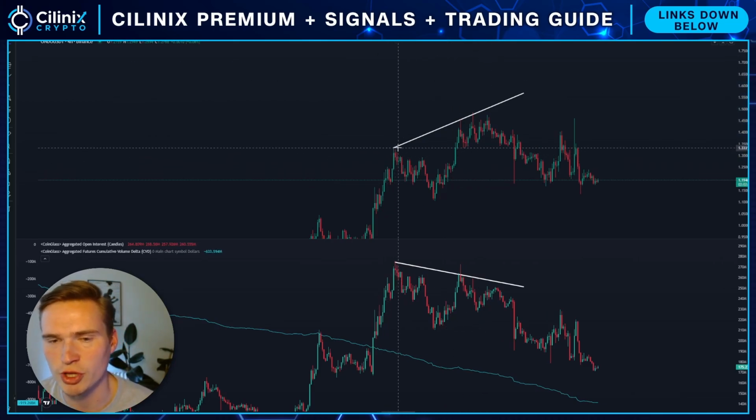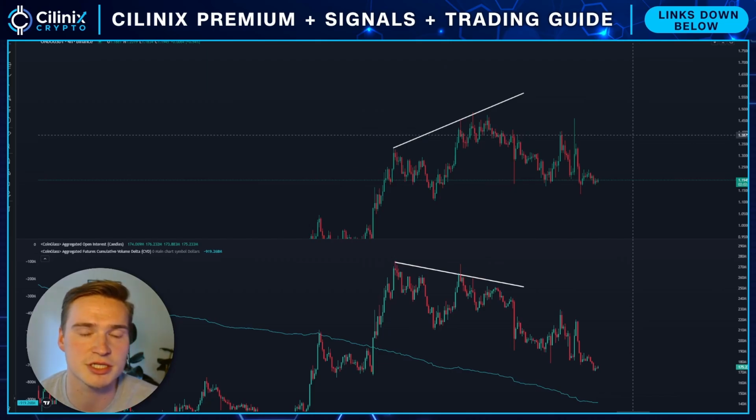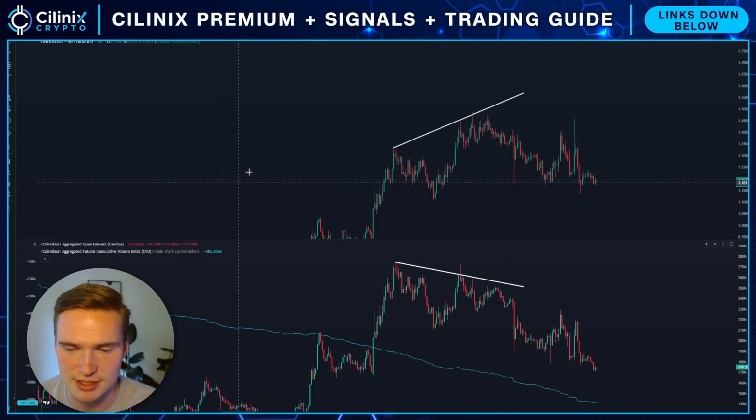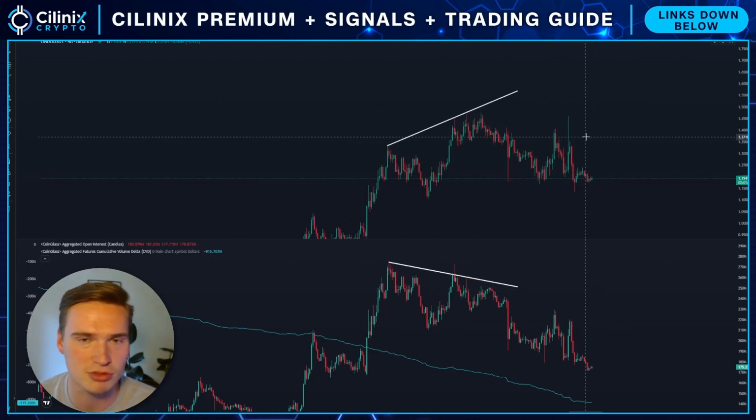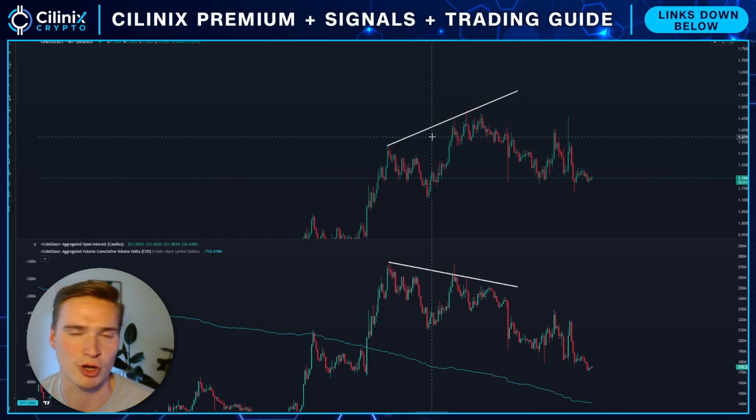So in this case, Ondo is making higher highs, but the open interest, so the amount of dollars in open positions, is making lower highs. That's a bearish divergence. So then it's more likely, at least, that we're going to drop down.